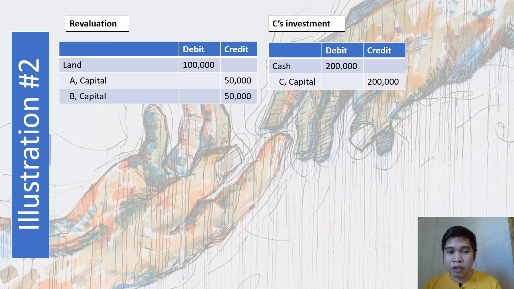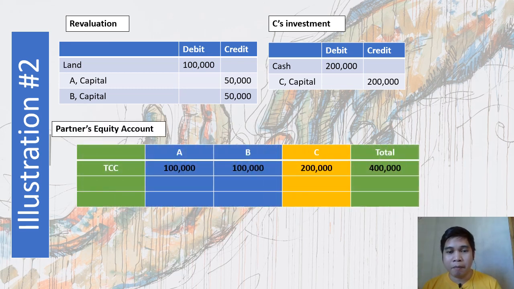So, to determine the partners' equity after the revaluation and C's investment, ito na dapat yung magiging balance nila. So, kung horizontal kanina, gawin natin vertical ngayon. So, mag-prepare ka ulit ng table. Yung first column, meron dyan yung explanation. Second column, third column, and fourth column, yung mga partners. Then, yung last column para dun sa total.